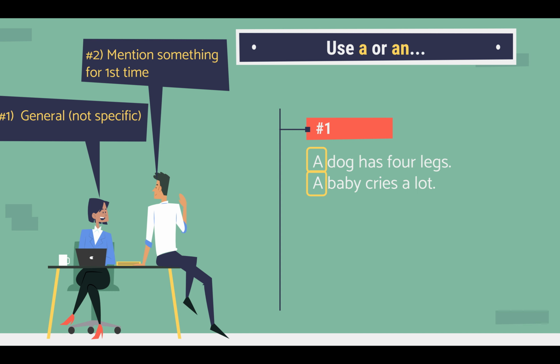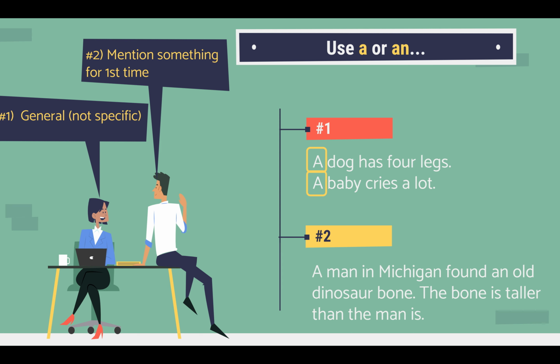Another rule is that we use a or an to mention something for the first time, right? Here's an example of that. A man in Michigan found an old dinosaur bone. So here we have a man because it's the first time we're mentioning this man. And what did he find? An old dinosaur bone. Again, this is the first time we're mentioning the old bone. The second time we mention it, we use the.